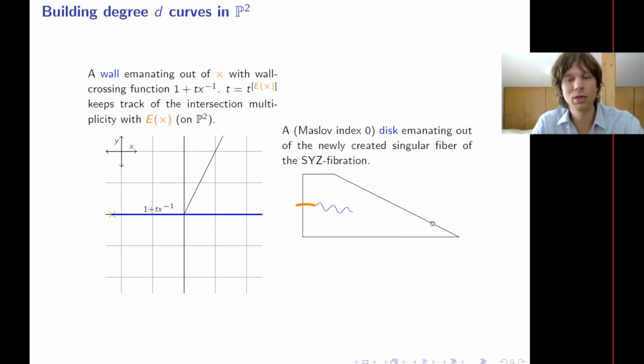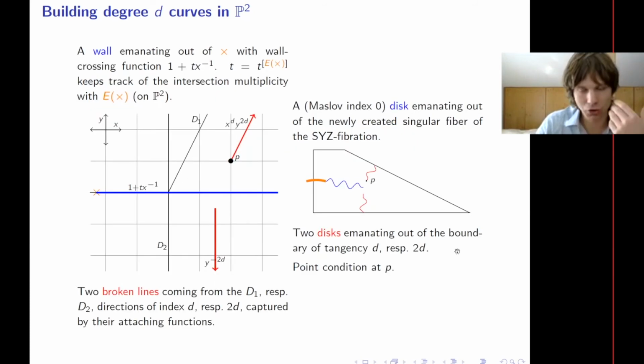Now, however, if we look at the dual picture, which is this scattering diagram, it's no longer a wiggly line, but it became a straight line. It's a wall, and it carries a wall-crossing function, in this case 1 plus t to the x minus 1. This wall-crossing function is encoding a lot of the enumerative geometry of that Maslov index 0 disk. And so this is about the disks that exist already and that are ready to mingle with broken lines.